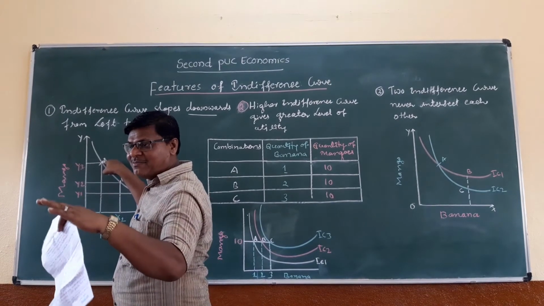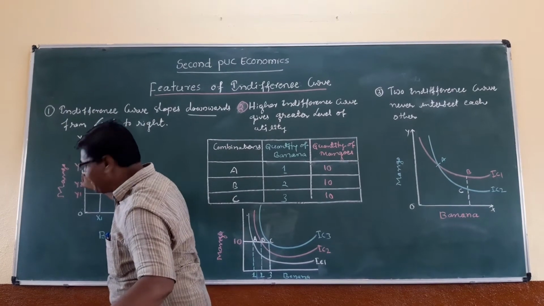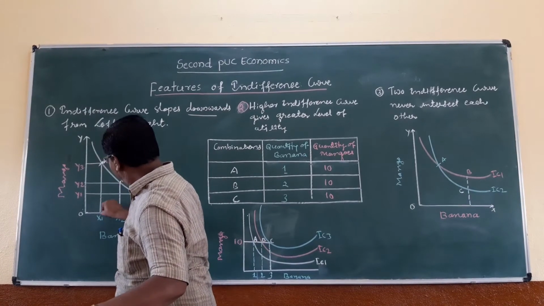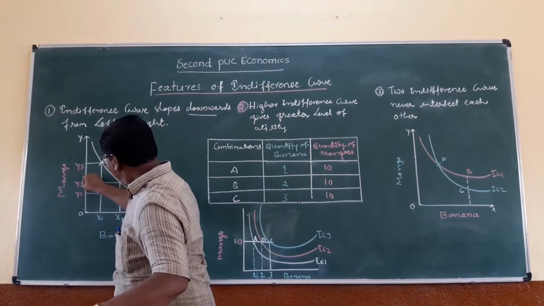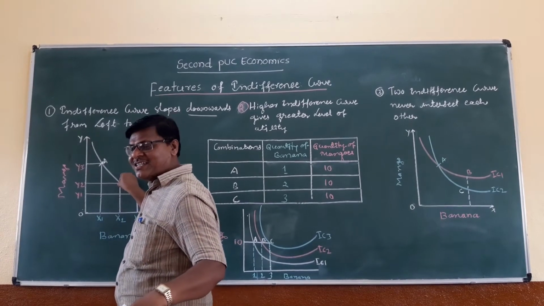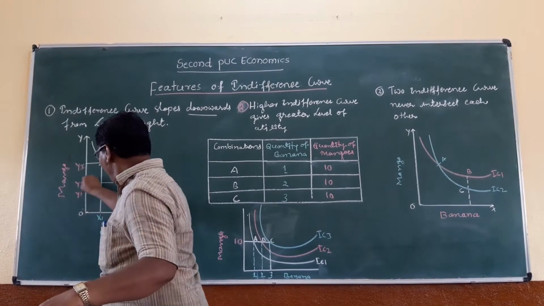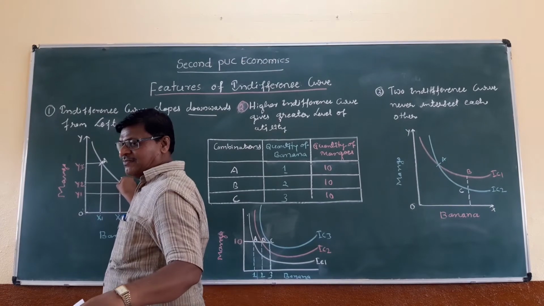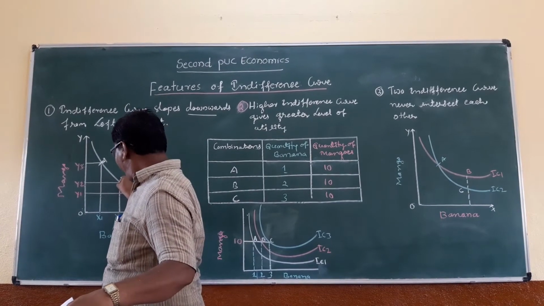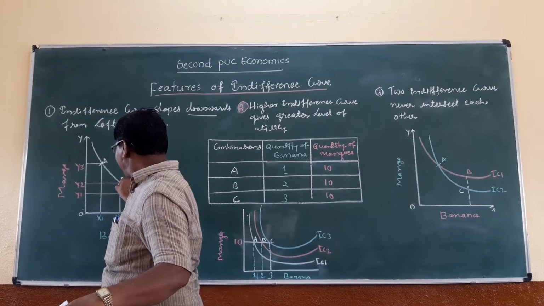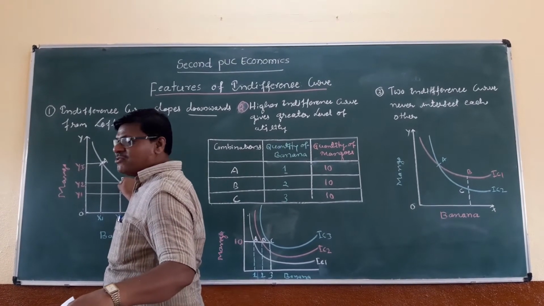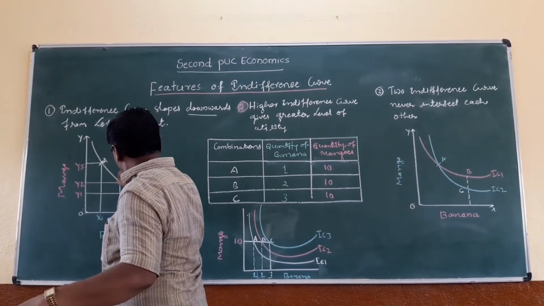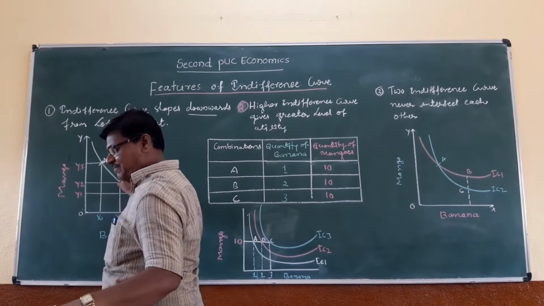One commodity must decrease: Y3 to Y2 decreases. And the other commodity must increase: X1 to X2 increases. So at point B, the consumer gets the same level of satisfaction. Y2 of mango and X2 of banana give the same level of satisfaction as at A. At B, the consumer is on the same indifference curve, indicating the same level of satisfaction.